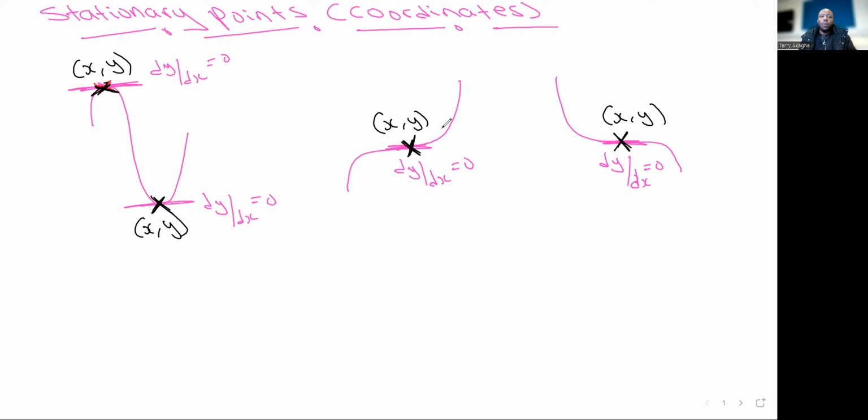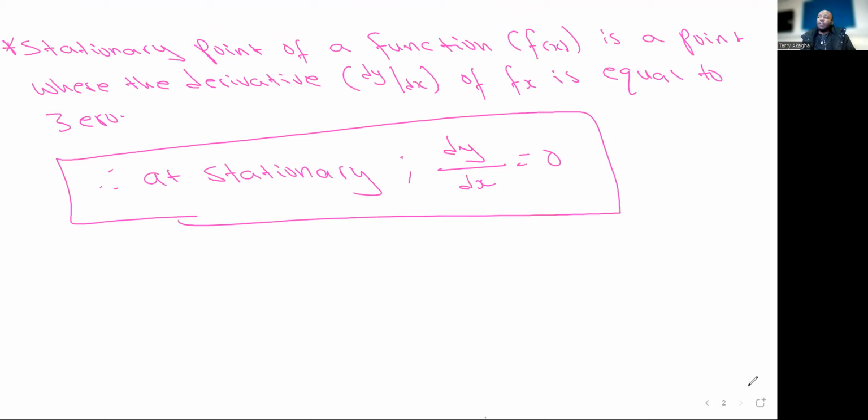So basically, what we want to do is find the stationary point. After finding the stationary point, we want to find the x at that stationary point and the y at that stationary point. In the next video, I'm going to talk about the nature of the stationary point. But just for this video, I want to show you how to find the x and the y for stationary points. So how do you find a stationary point?